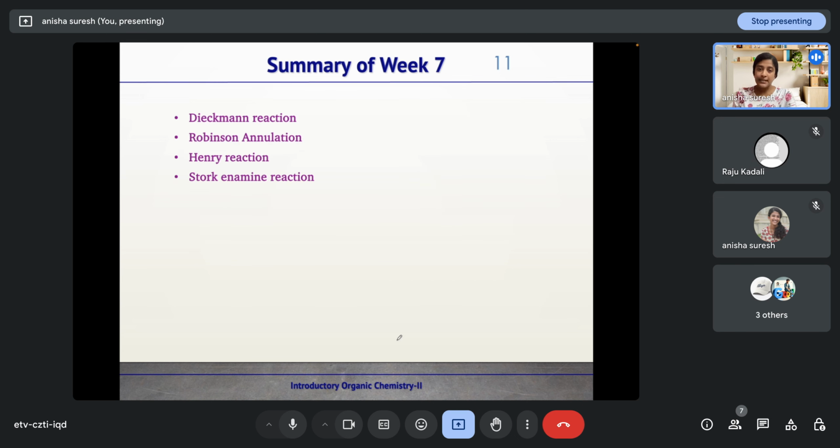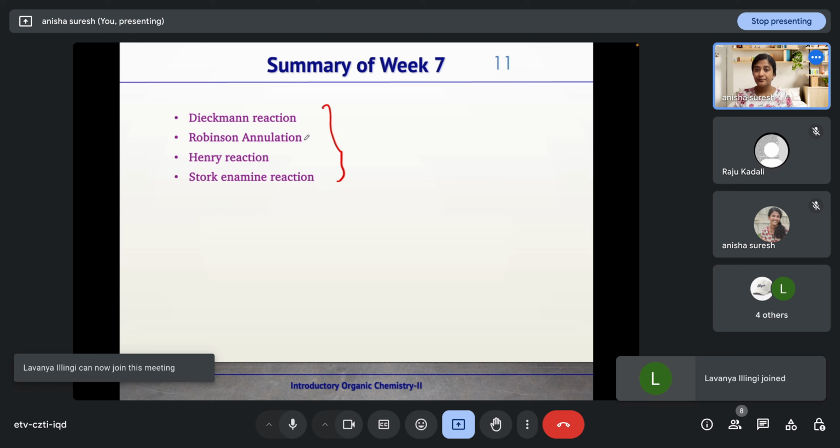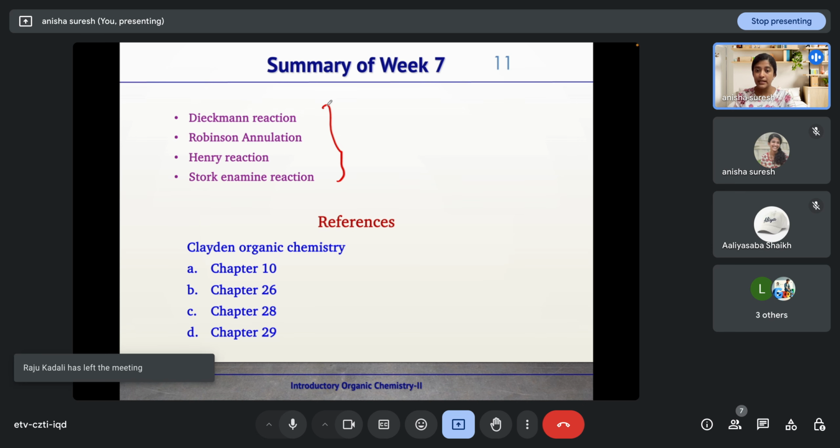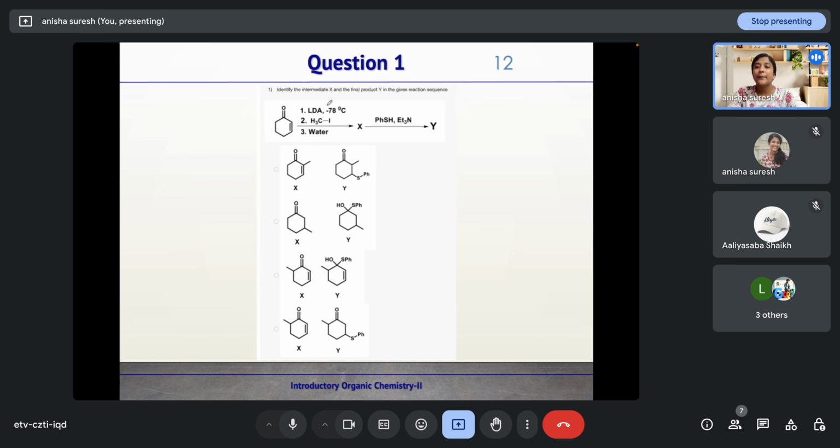And apart from this, other name reactions that were discussed were Dieckmann reaction, Robinson annulation, Henry reaction, Stork enamine reaction. So these mechanisms we will see in the slides when we are doing problem solving. So for references, you can follow Clayden Organic Chemistry Chapter 10, Chapter 26, Chapter 28, and Chapter 29. So now coming to question number 1.